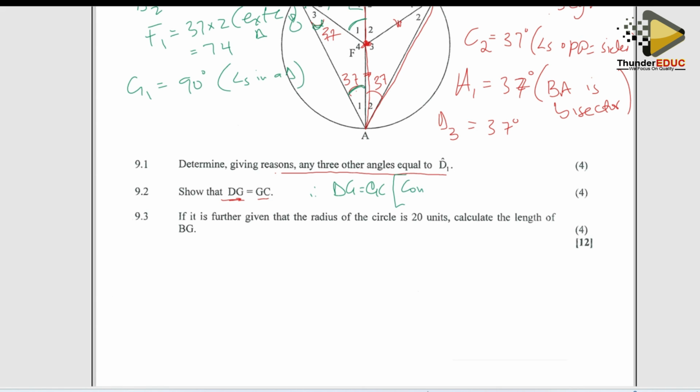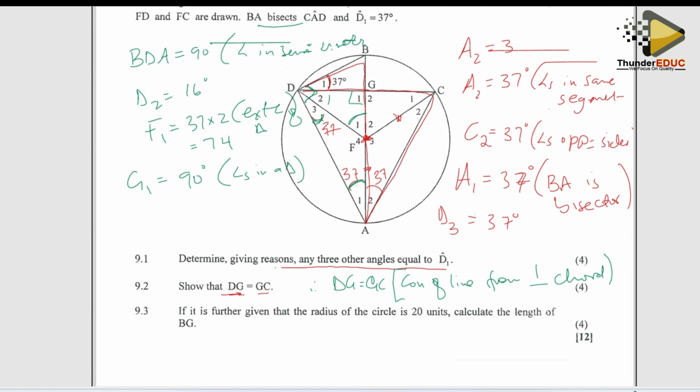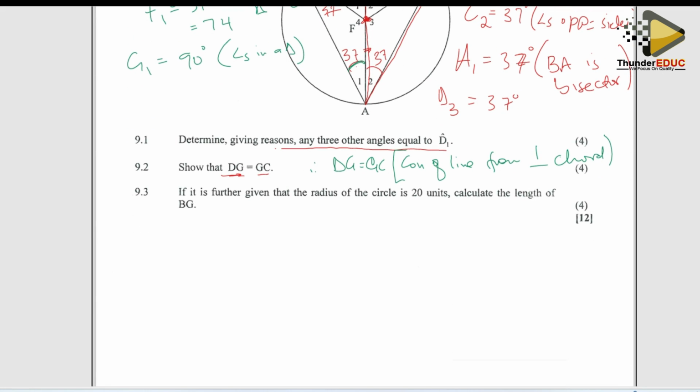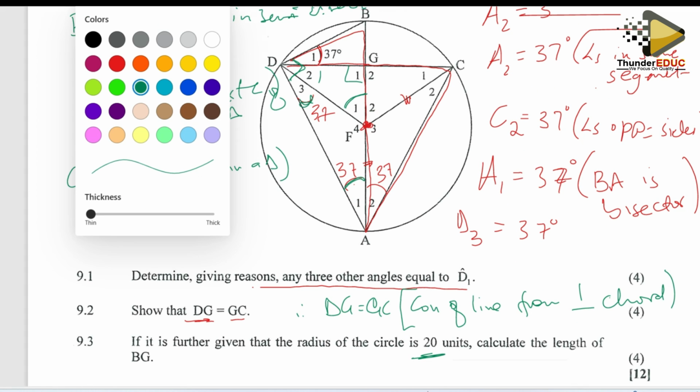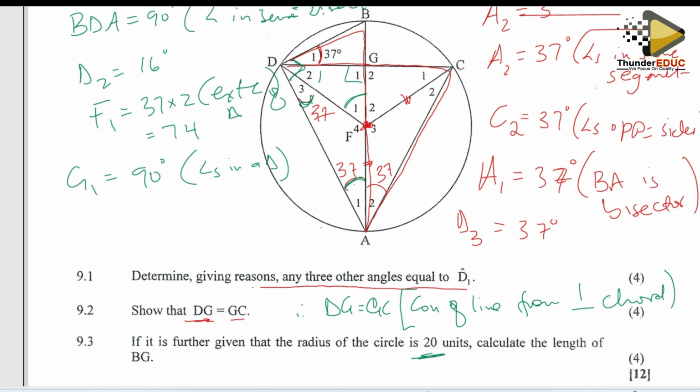The reason: the converse of line from the center perpendicular to the chord. We know that it must bisect the chord. Then if it's further given that the radius is 20, the distance from here up to here is a 20, whichever format you want to tell. They want us to get the length of BG, this distance.